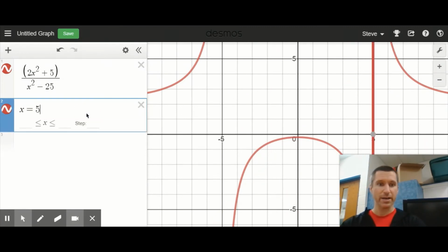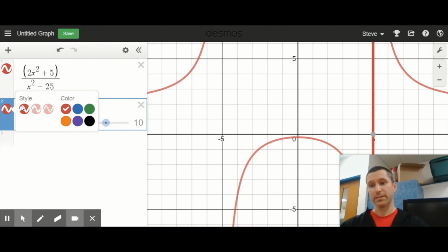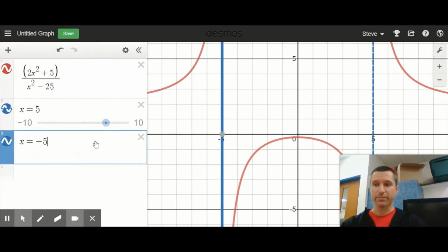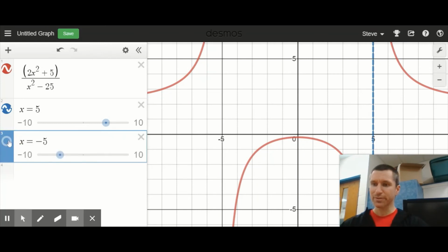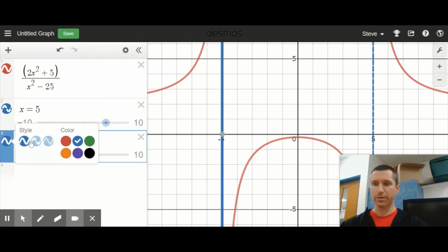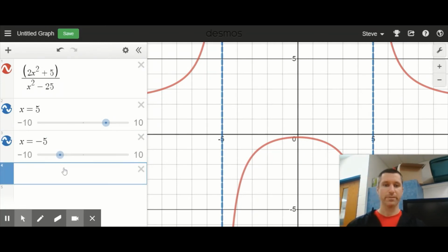Number 3, vertical asymptotes. x equals 5. That's got to be blue because it was last time, and it's got to be a dashed line. And x equals negative 5, also blue. Now we got to make it dashed. Perfect.